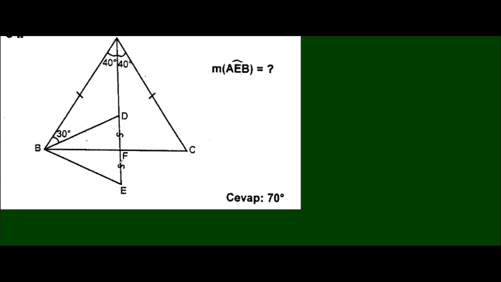Again, one of the most interesting problems in this session is this. So we have to find the angle M. It is the AEB angle. AEB, what is it? Here, this angle. It is M. We have to find angle M. Here we know that this angle will be 70 degrees. 30 plus 40 will be 70 degrees.